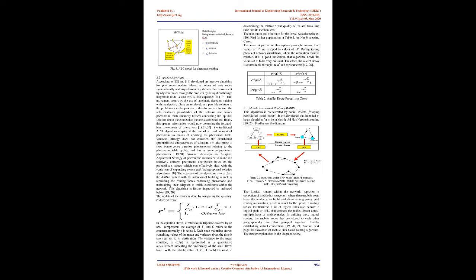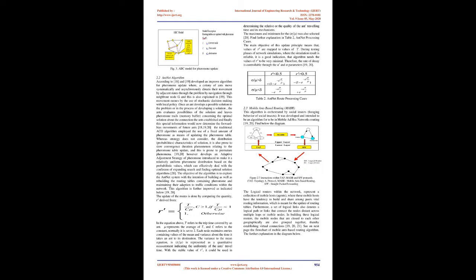Each node maintains entries containing values of the mean and variance about the time it takes an ant to reach its destination. The variance to the mean equation is represented as a quantitative measurement indicating the uniformity of the ant's travel time. With the stable value, it could be used in determining the relative quality of the ant traveling time and its mechanisms. The maximum and minimum for the value were also selected.